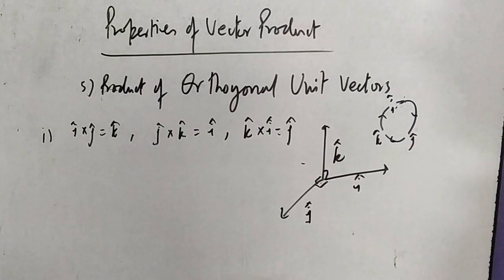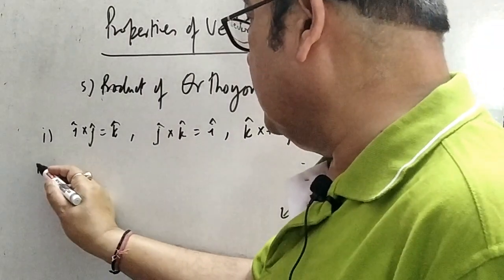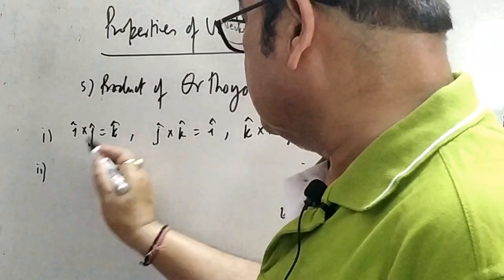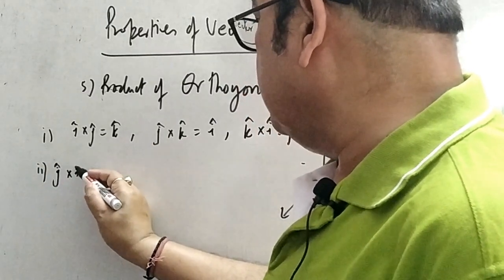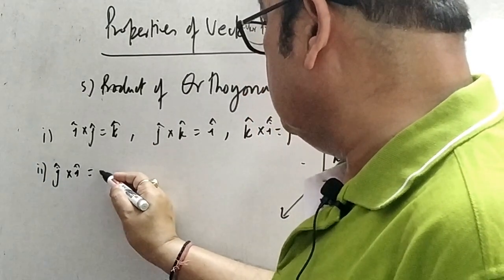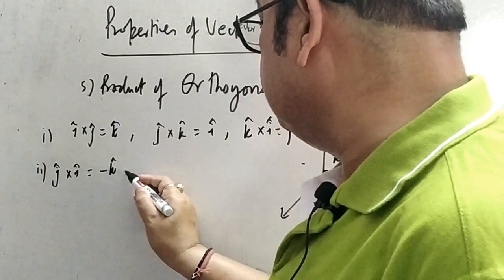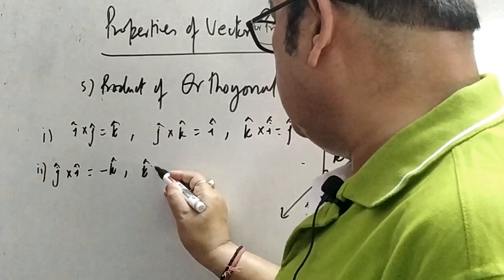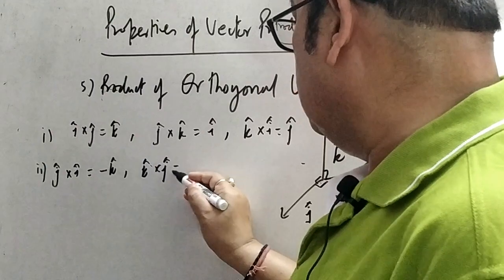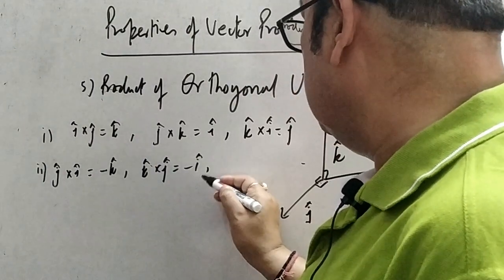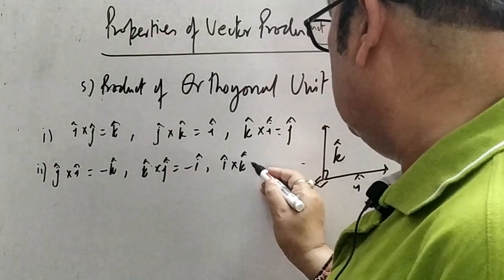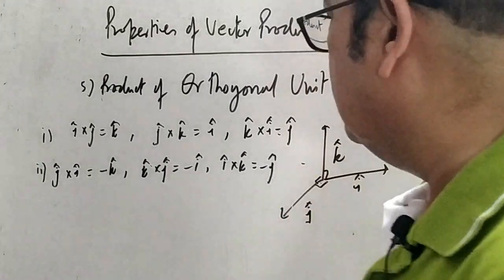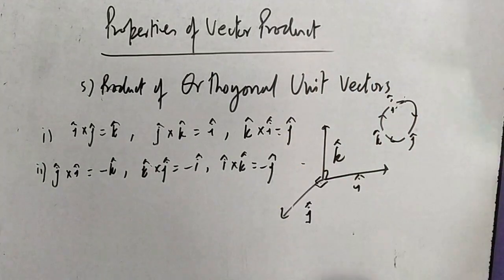ये साइक्लिक ऑर्डर. अब इसको उल्टा कर दें तो हमें ऑपोजिट चीज़ मिलती है, यानी j क्रॉस i इक्वल टू माइनस k, k क्रॉस j इक्वल टू माइनस i, i क्रॉस k इक्वल टू माइनस j. आप देख सकते हैं जस्ट ऑपोजिट हो जाता है.